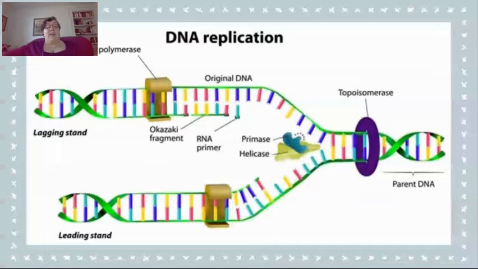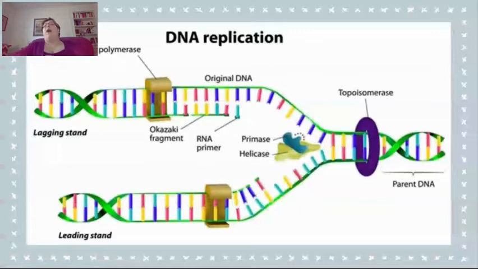So that, in a nutshell, you start with one piece of DNA, you pull it apart, you add new nucleotides to each side, and you end up with two new pieces of DNA, each one of which is made up of half of the original and half brand new nucleotides that have been attached to it.